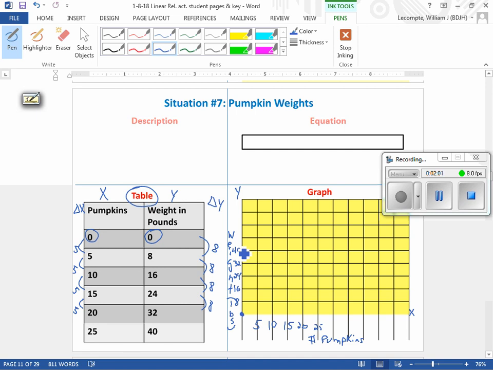And so as we go up 8, we're going to come over 5, up 8 and over 5, up 8 and over 5, up 8 and over 5, up 8 and over 5. This gives us our line in our graph.